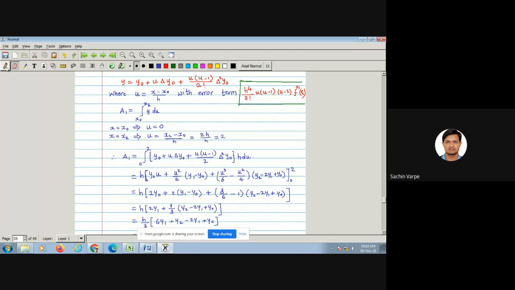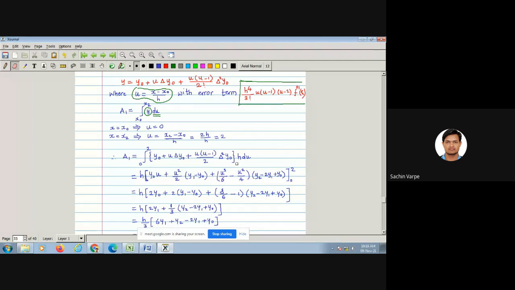By Newton's interpolation formula, this y is nothing but y naught plus u delta y naught plus u into (u minus 1) upon 2 factorial delta square y naught, and dx. So dx is what? Because u is defined like this, when we differentiate u with respect to x, I'll get 1 by h dx. So dx will be h du. That we have discussed in the earlier method.